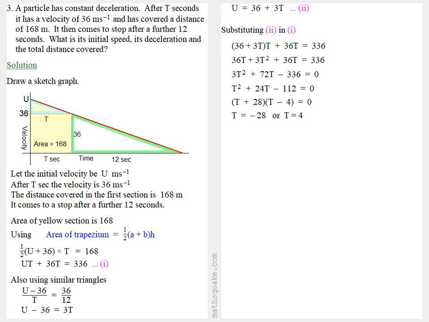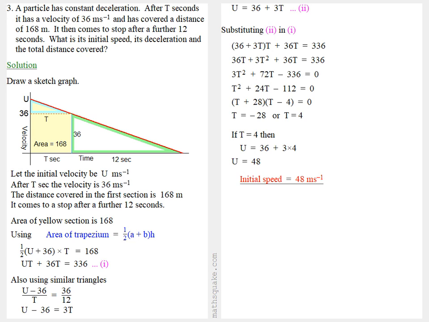So t is equal to minus 28 or t is equal to 4. Now t must be a positive number, so t has to equal 4. Now if t equals 4, then u equals 36 plus 3 times 4, which is 48. So our initial speed is 48 meters per second.